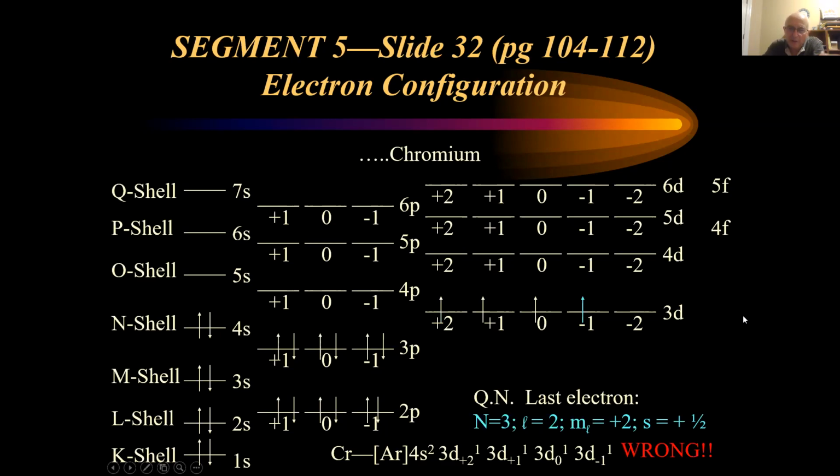Now, if I follow the pattern, I'd go on over to chromium in the electron configuration. What we would expect for chromium is this: 4s2 and 3d with 1, 2, 3, 4 in it, each one like that. That's what we would expect. Now I've marked in big red down here that that's wrong. How do I know it's wrong? Well, if I'm looking at this, there are 4 spins, 4 electrons unpaired.